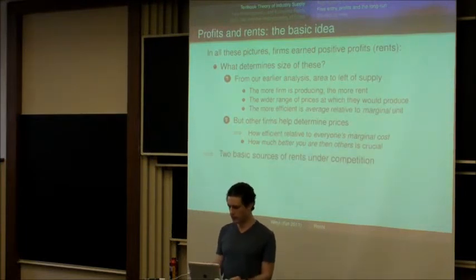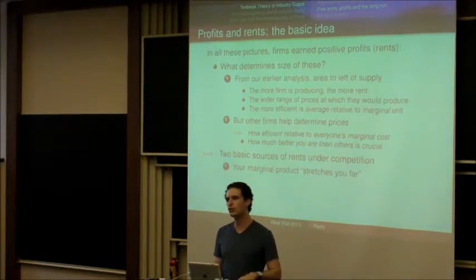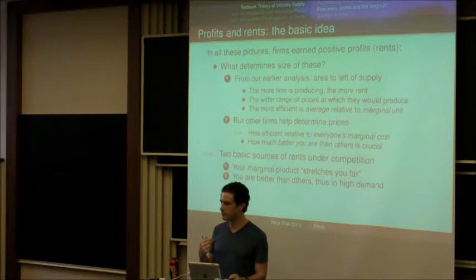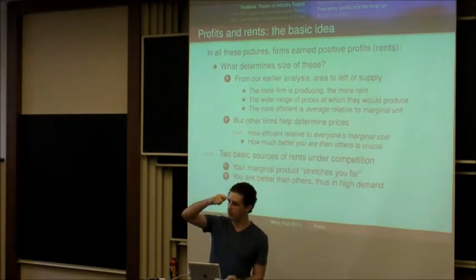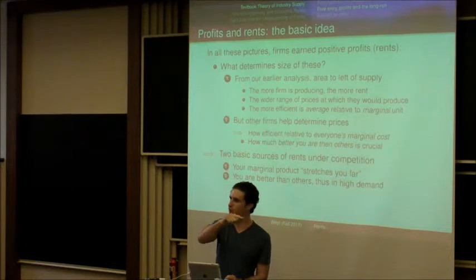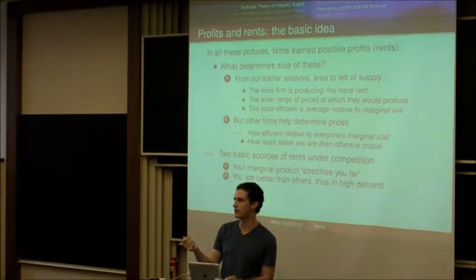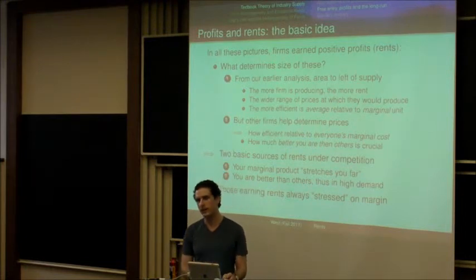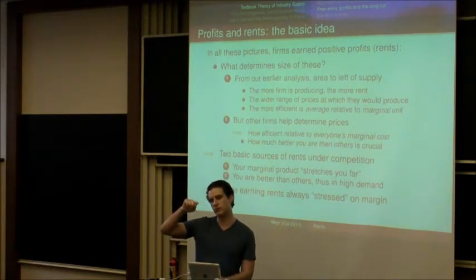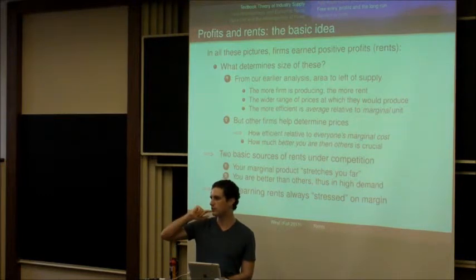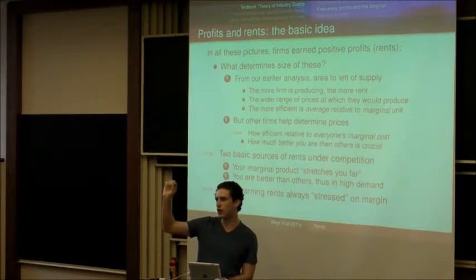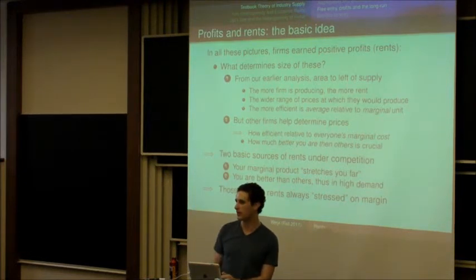And so this means that there are basically two sources of rents under competition. One is that you are able to produce inframarginal units much more efficiently than your marginal unit, and second, that you're better than other people are, right? And so one thing this indicates is that you're always going to produce where your marginal cost is equal to the price. And you're going to earn a lot of profits if your average cost is much lower than that.